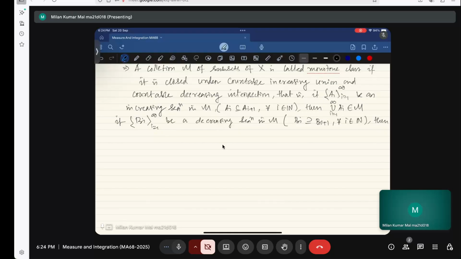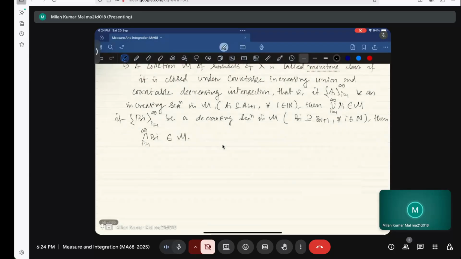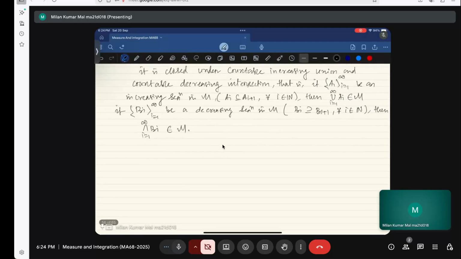Then the intersection of B_i, i equals 1 to infinity, belongs to script M. So this is what it is: it is closed under countable increasing union and countable decreasing intersection. Okay, so this is what it is in a monotone class.